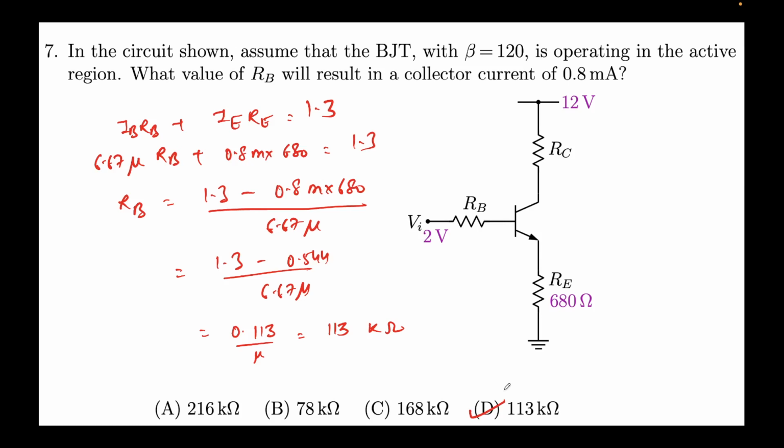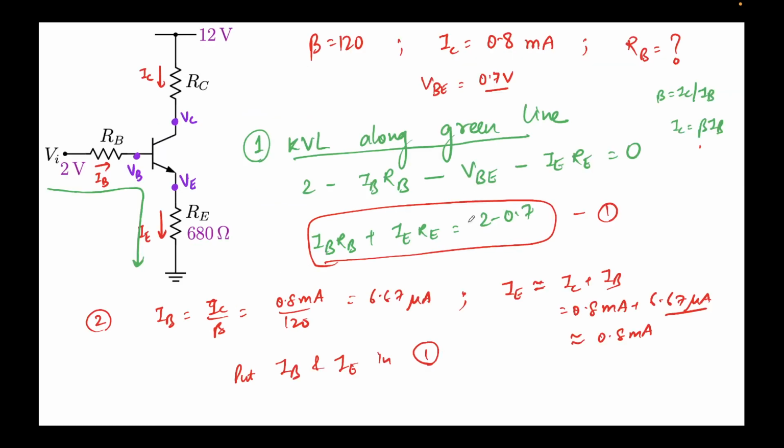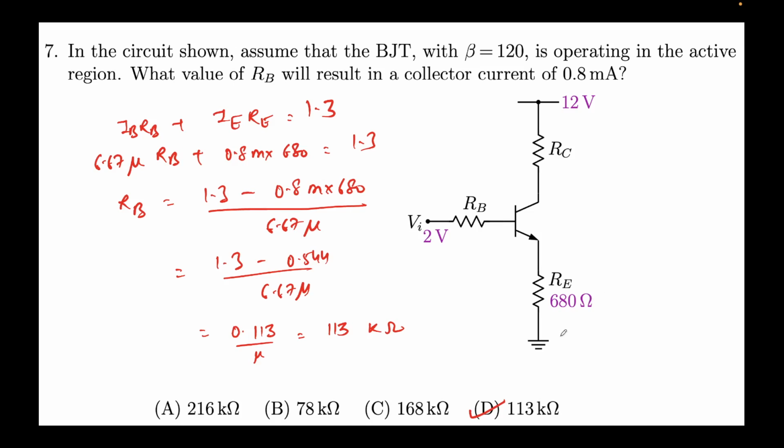So this is a very simple problem in which we were given the collector current, and we are given an active region, and we are required to find the value of the resistor RB, which is connected to the base. How we did it? We just simply write the KVL across this green loop, and then we simply evaluated IB and IE and put in the values over here, to get the expression of RB as 113 kilo ohms.